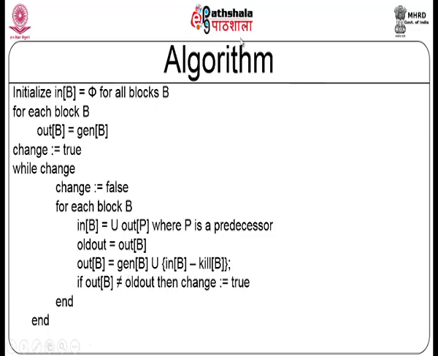So this algorithm is very simple, and it is the basis for the other two algorithms also, which we will be discussing in this module. Initially you assume out of B is equal to gen of B, and then you use a flag variable to iterate. You compute in of B as the union of out of all the predecessor blocks, and you compute your new out based on this in, and you check whether the new out and the old out are the same. If it is the same, you continue for the next block, and you come out of the while loop. If it is not the same, you set the flag variable to true.